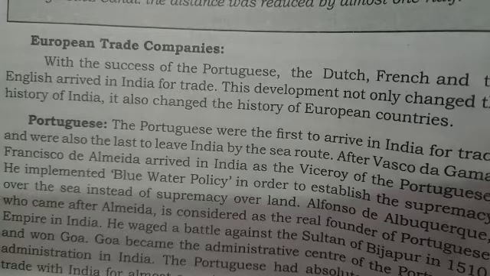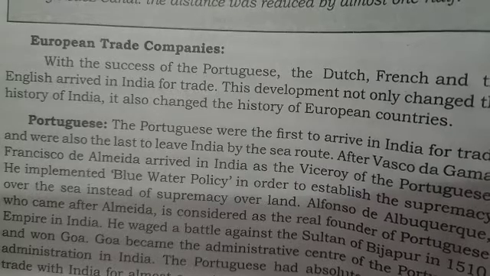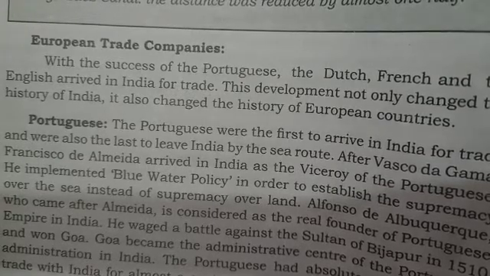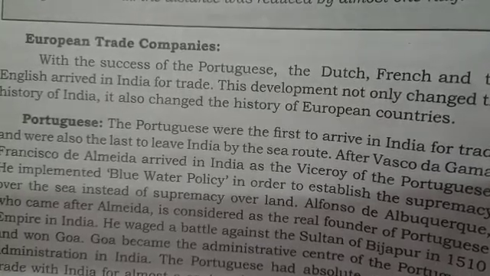What do you mean by the blue water policy? What is the meaning of blue water policy? It means establishing supremacy over the sea instead of supremacy over land. So they were establishing their supremacy over the sea instead of the land. This is what we call the blue water policy.